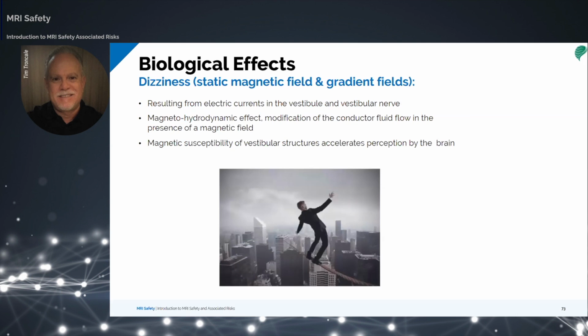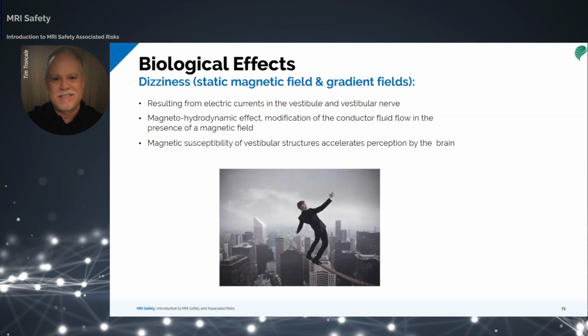Dizziness may also be experienced. This biological effect can be associated with patients or any other person in the room, and it can increase in occurrence with an increase in magnetic field strength. While the gradients play a role, the main magnetic field itself can cause this sensation. You may have noticed this if you walk from the front of the scanner to the back, because you pass along a wide range of magnetic field strengths from the spatial gradient along the scanner.